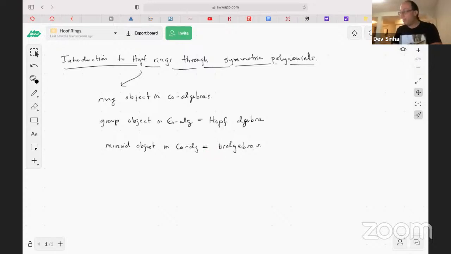But our goal today is to just make them fairly concrete in a nice case of interest where you can get your hands on absolutely everything. And that is with symmetric functions. So let's just start with more familiar ones. And the point is that there's a second product on symmetric functions.